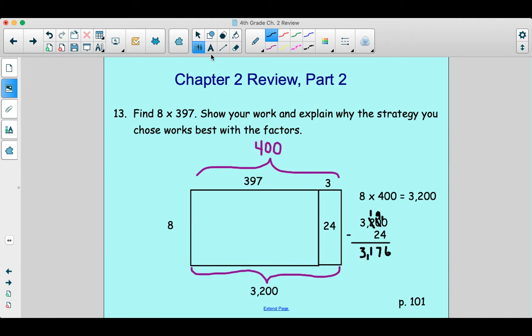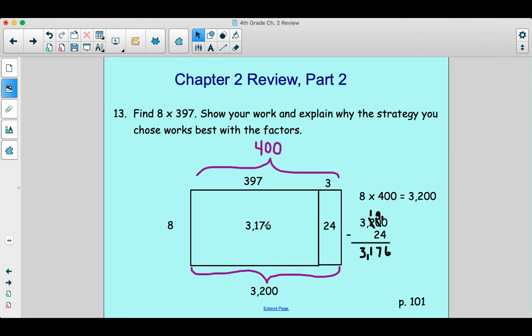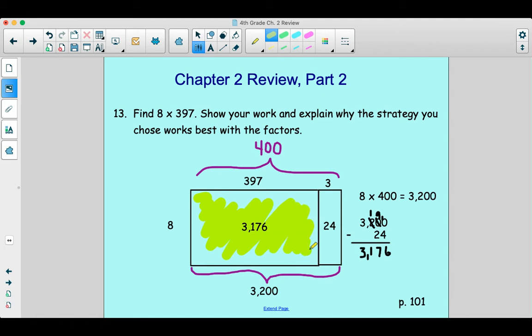So that means this piece is actually 3,176. And that was the part we were trying to solve. We were only trying to solve the part that was 397 times 8. So this is 397 times 8 right here. We added on this extra 3 to create a friendly number.